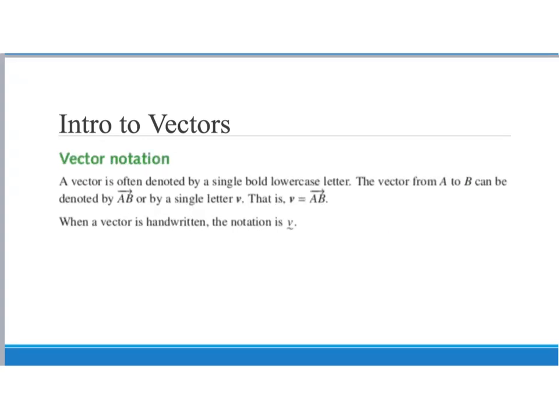Just a little bit quickly on vector notation. A vector is often denoted by a single bold lowercase letter. The vector from A to B can be denoted by AB with an arrow or by a single letter v in this case. That is, v is equal to that. Obviously we can't write in bold, so when a vector is handwritten, the notation is this. To be honest though, I'd stick with this notation. I think it's the easiest to understand. It's also the easiest to write. However, just be aware that within questions you might see it in those other ways.